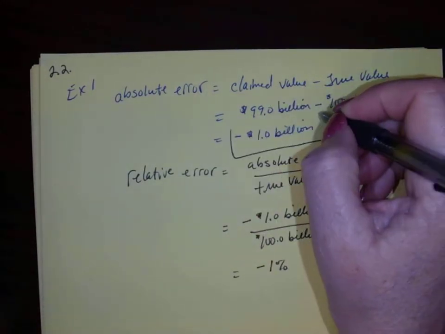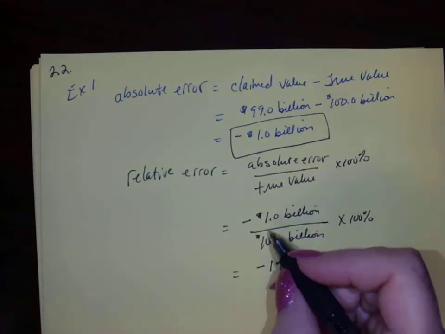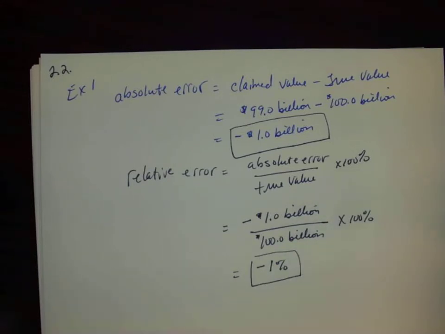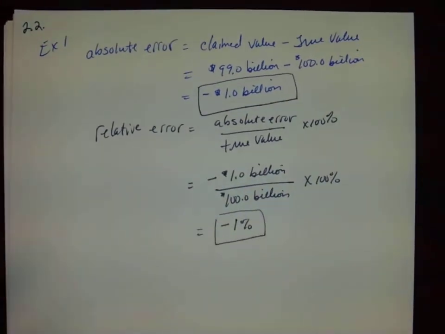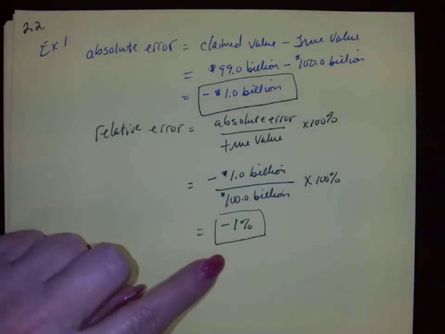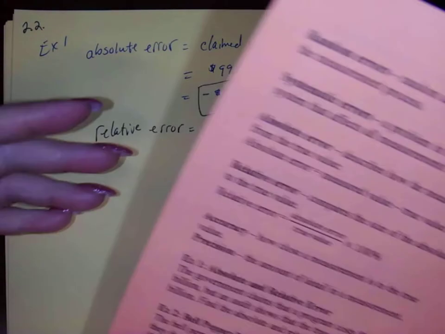So this is our absolute error. This is the relative error. So relatively speaking, it was 1% off. So even though it's a whole billion off, it's still just 1% of the total cost. So that's where it's relative versus the absolute. The absolute in this case sounds worse than the relative error.